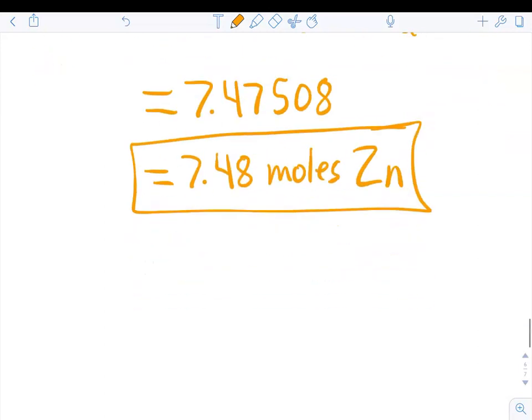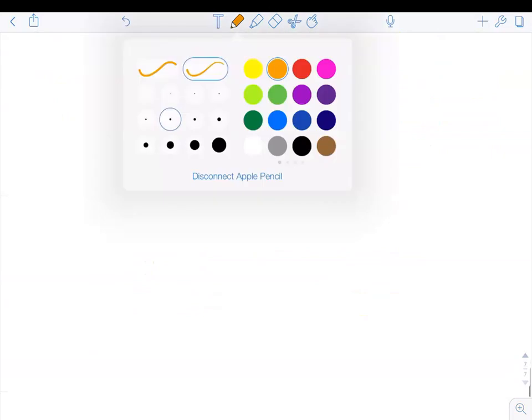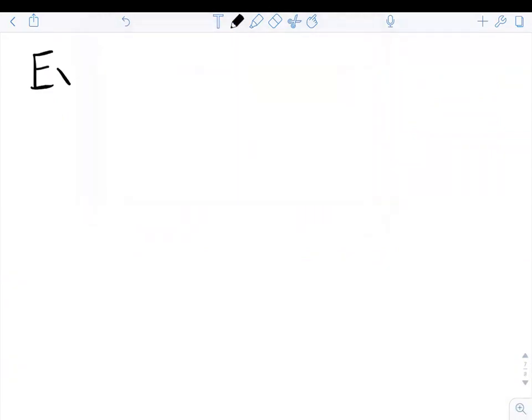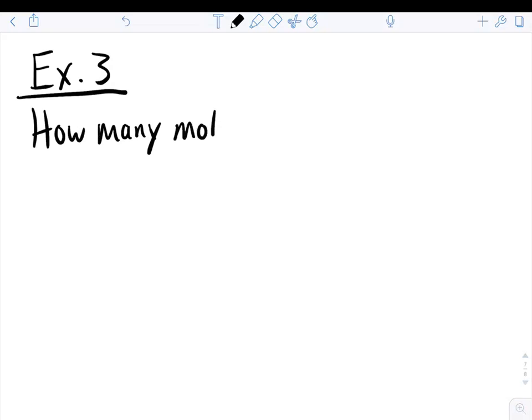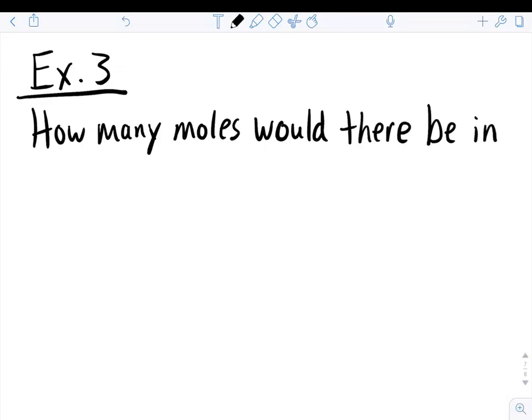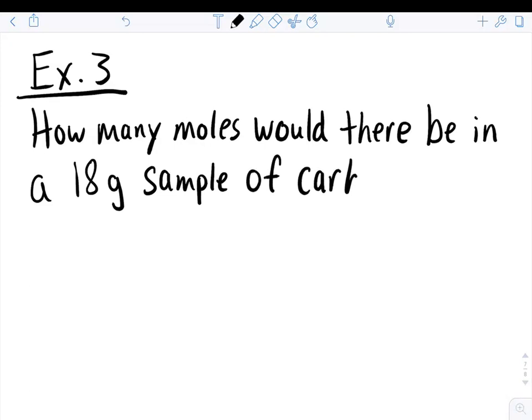Okay, so let's do another example. And I want you to try this one on your own. It is, how many moles would there be in a 18-gram sample of carbon? Okay, so how many moles would there be in an 18-gram sample of carbon?